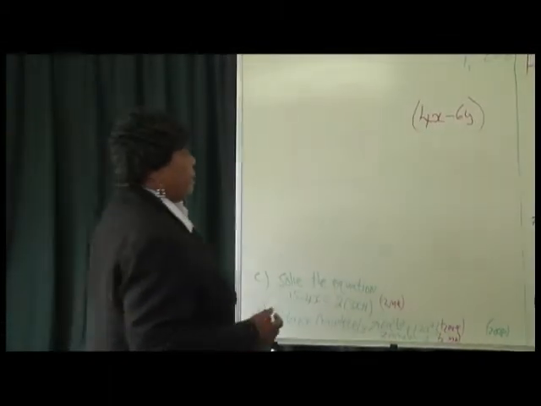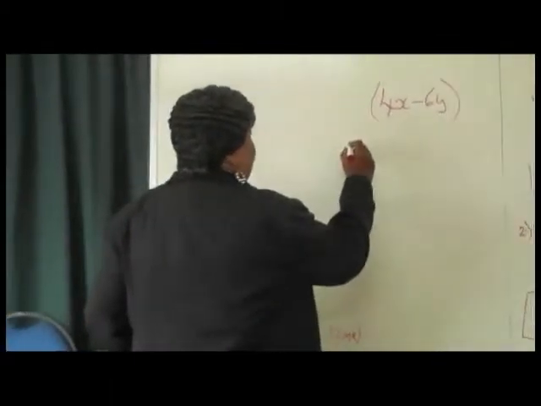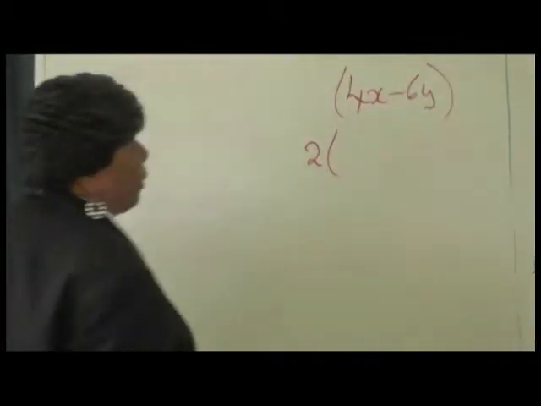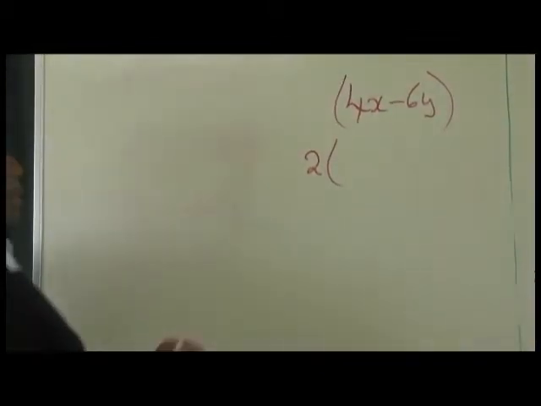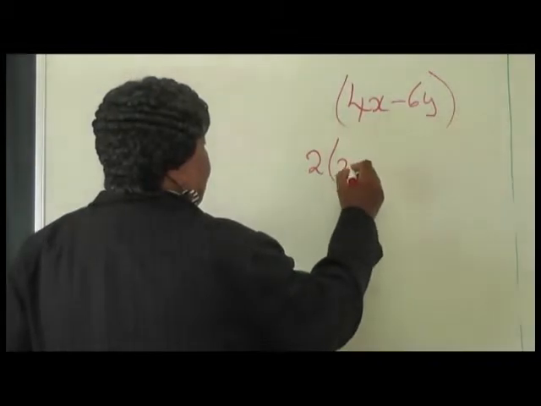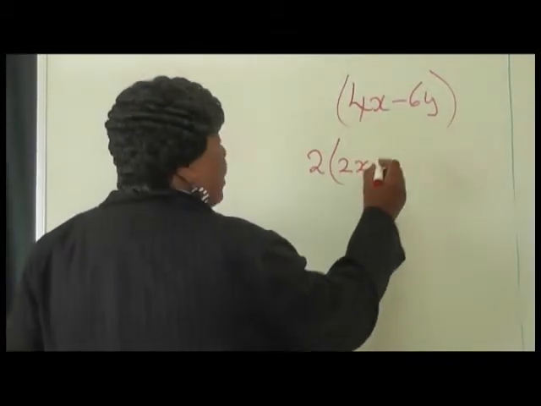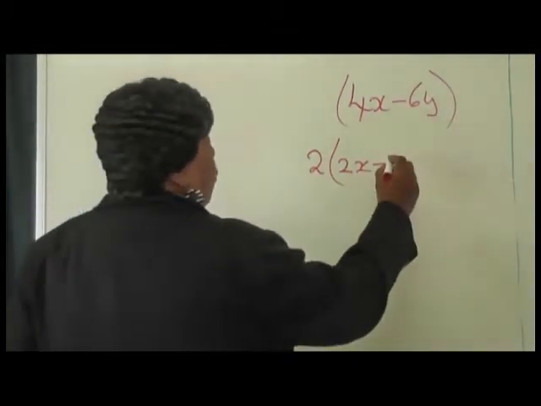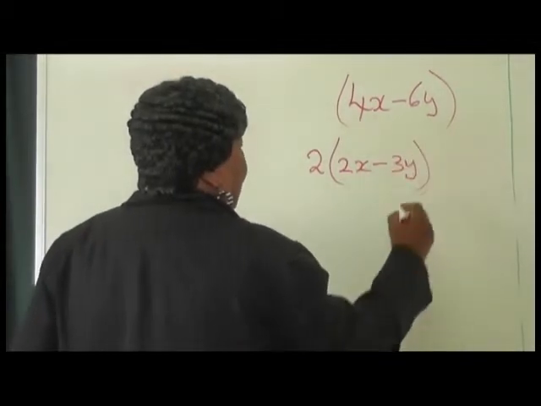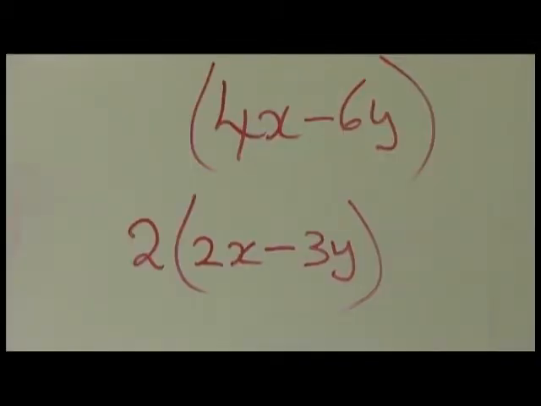Right. So if I take the 2 outside, what am I left with inside? 2x. Yes, 2 times 2x will give you 4x, minus 3y, because 2 times 3y gives 6y. So I have 2x minus 3y. Do they have anything else in common? The terms inside, do they have anything else in common? No. The answer is no.